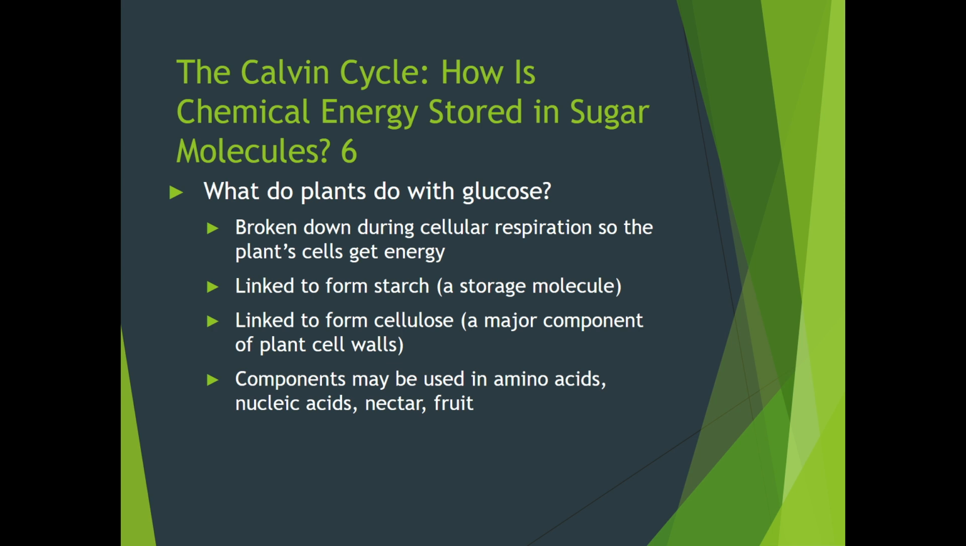We also can put a lot of extra glucose together and link it in a plant to form starch, which is a plant storage molecule for glucose. They can link it together to form cellulose, which is a major component of plant cell walls. So they can form both nutrient storage or structural components of their own cells. And these components may be used in amino acids, nucleic acids, nectar, fruit. So certain parts of photosynthesis can be broken down or utilized in other parts of the cell.